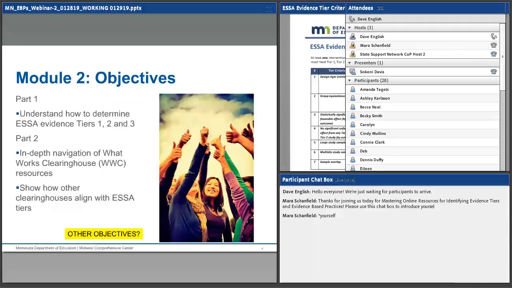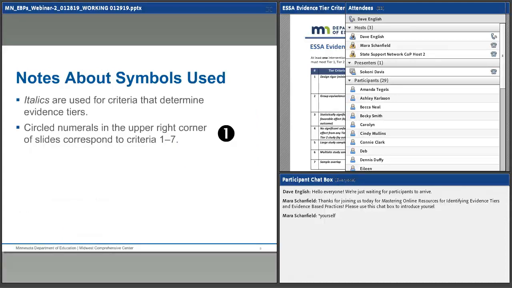So we're going to divide the discussion into 2. The first part will again be a discussion of the criteria for the evidence tiers, and we'll go beyond Tier 3 to talk about some of the criteria we didn't address last week. And then in part 2, we're going to do a deeper dive into the What Works Clearinghouse resources. And as time allows, I'm going to show you some other clearinghouses that have evidence-based practices in them.